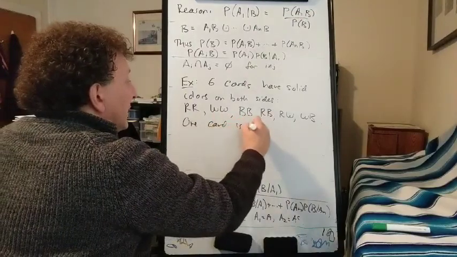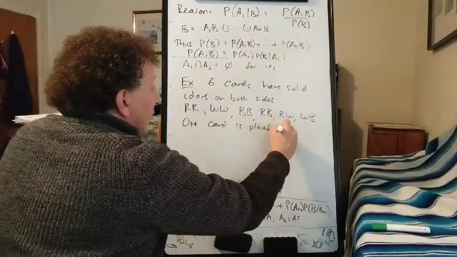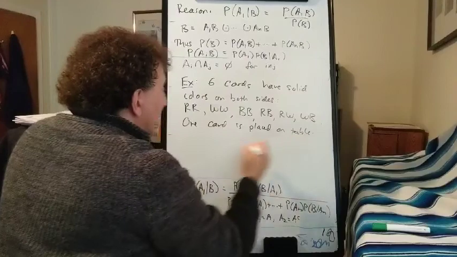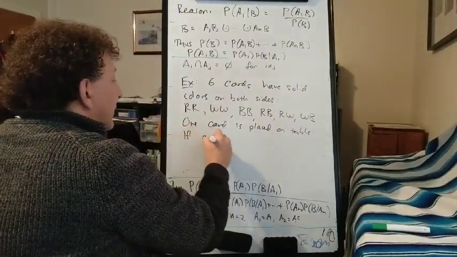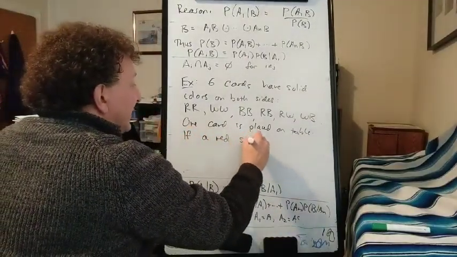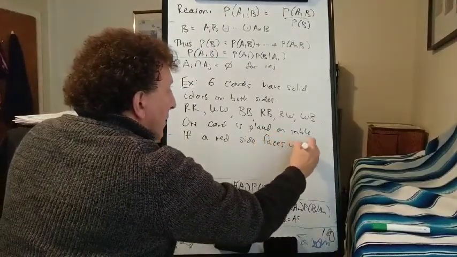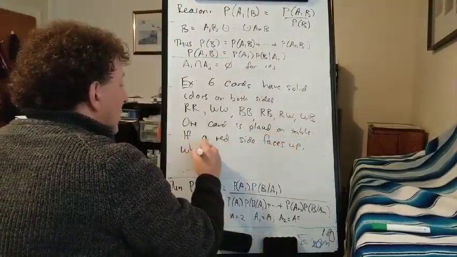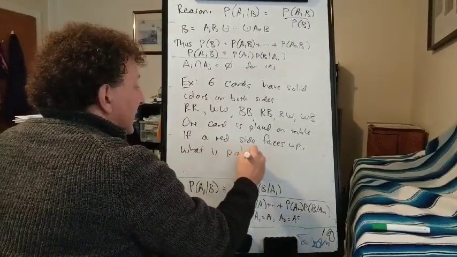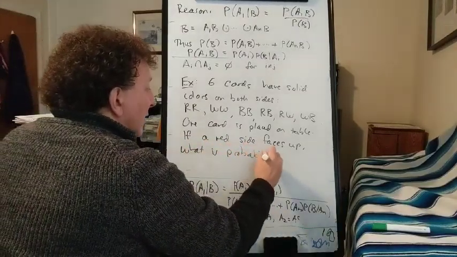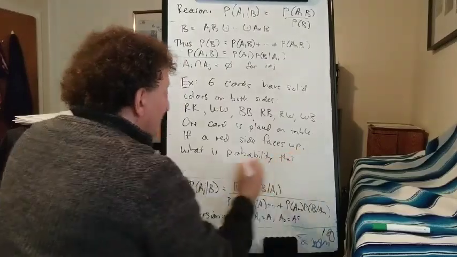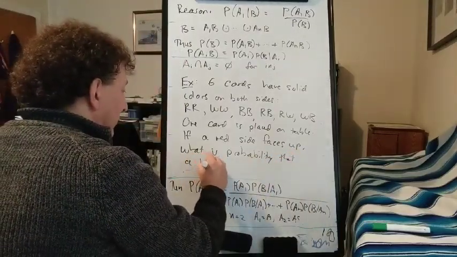Let's say one card is placed on the table. If a red side faces up, what is the probability that a blue side faces down?